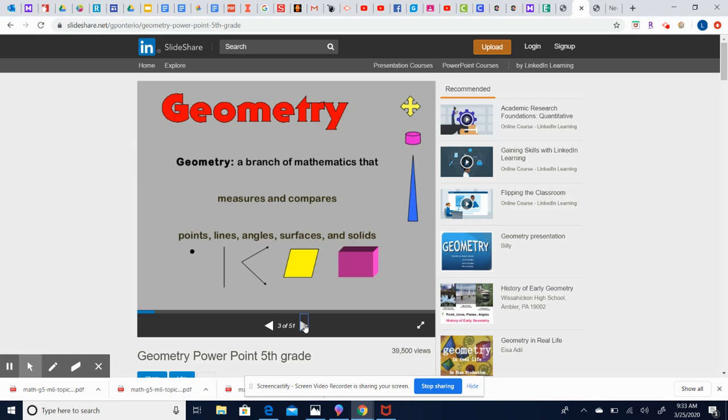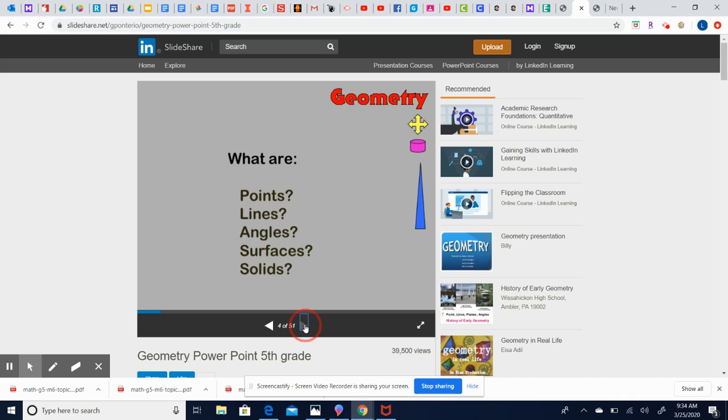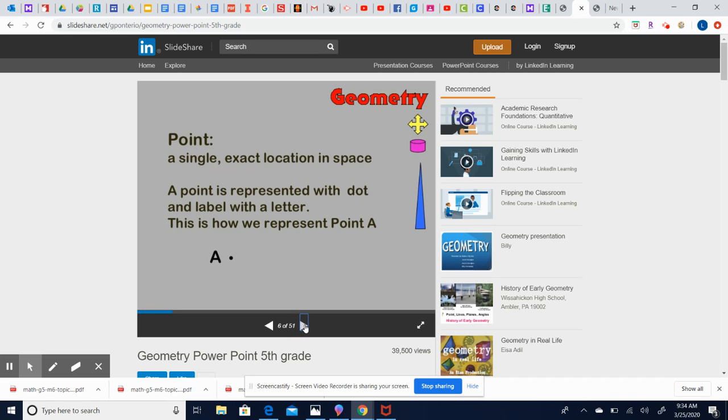During science, when we talked about the food chain and all of that, we classified animals into herbivores, omnivores, and carnivores based on what they ate. And in geometry, we're going to classify shapes on the different types of lines and angles that they have. So let's jump right in to talking about the basics, which are points.